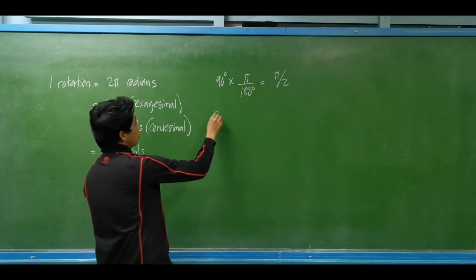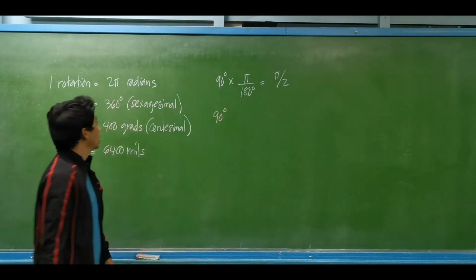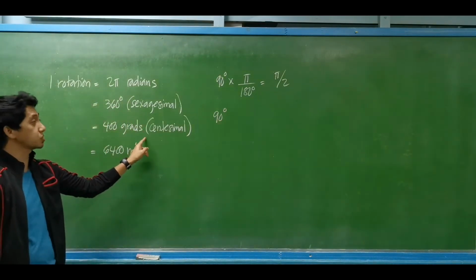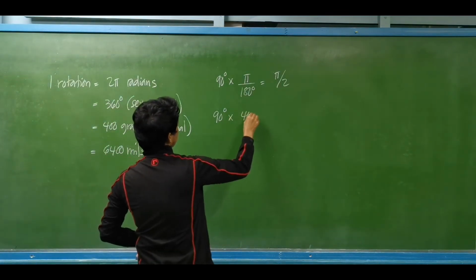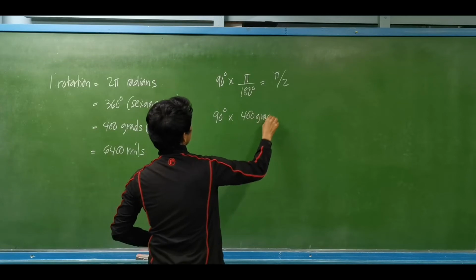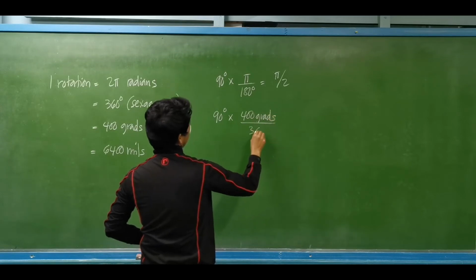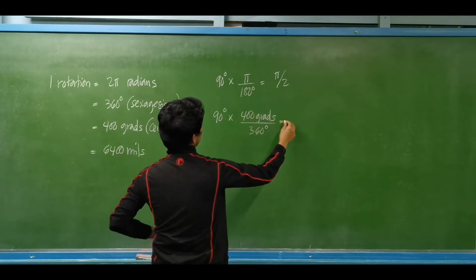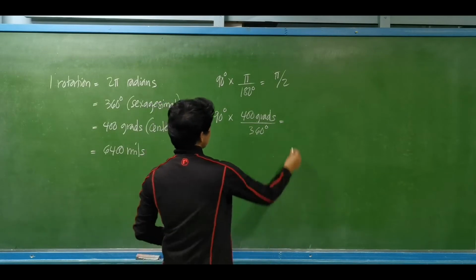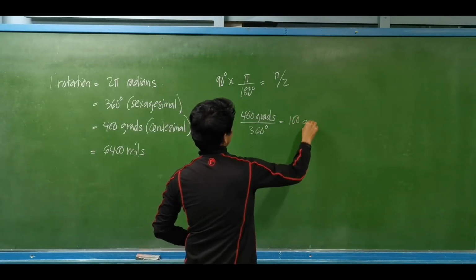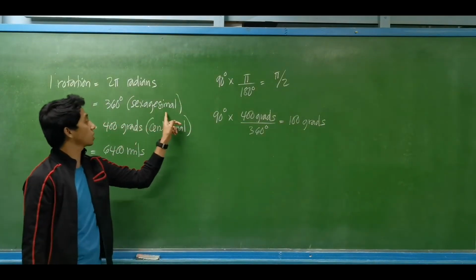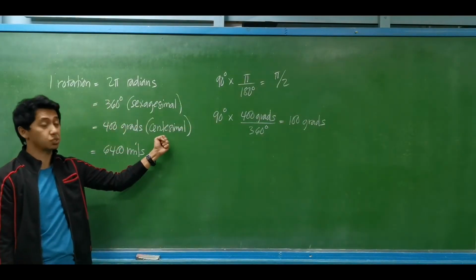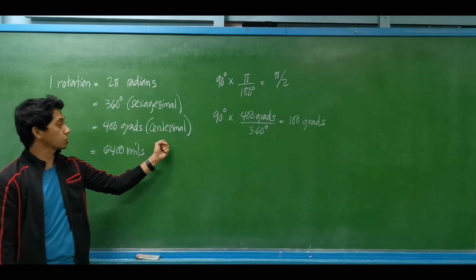For example, we are to convert 90 degrees to the centesimal system. 90 degrees is multiplied by 400 grads over 360 degrees. So this is the same as 100 grads. So 90 degrees in the sexagesimal system is 100 grads in the centesimal system.